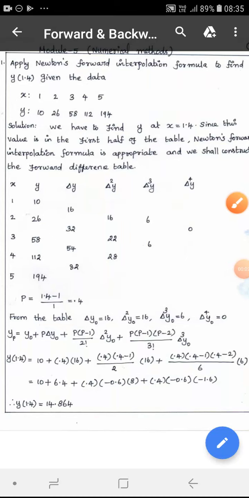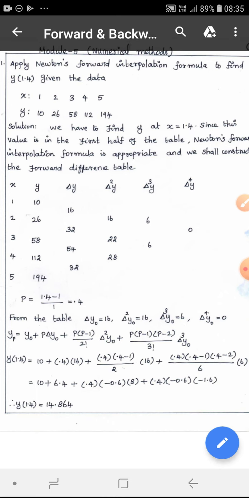We shall go for the questions on forward difference formula. Question is: apply Newton's forward difference interpolation formula to find y at 1.4 given the data. X values are 1, 2, 3, 4, 5. Corresponding function or y values are 10, 26, 58, 112, 194.